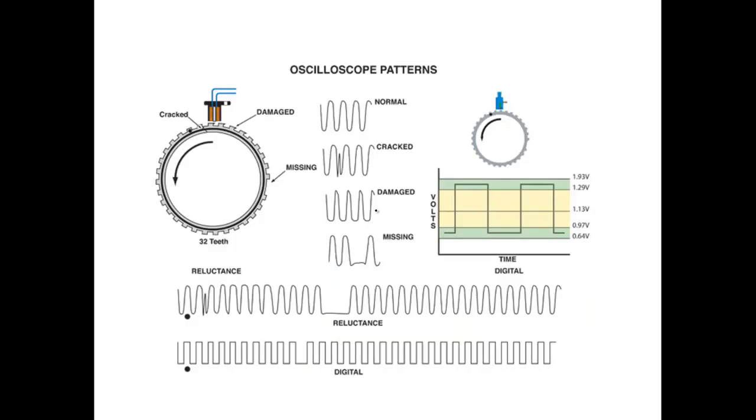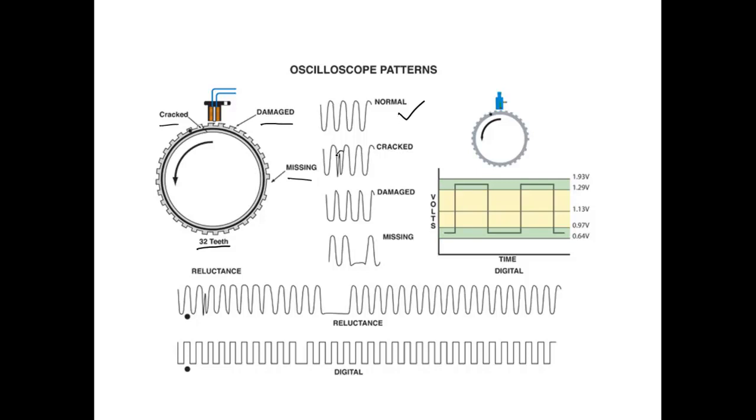It can even be used in the detection of cracks or missing parts in a gear. For example, you have a 32 teeth gear placed here, and we want to check it for cracks, or for damaged portions, or for missing teeth. So in the normal sense, we may get something like this. If the teeth are normal, everything is fine.